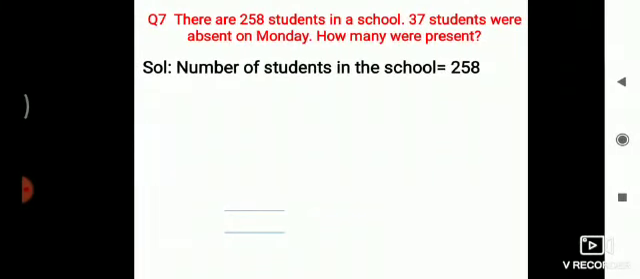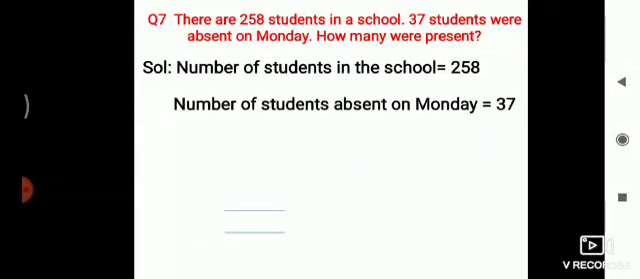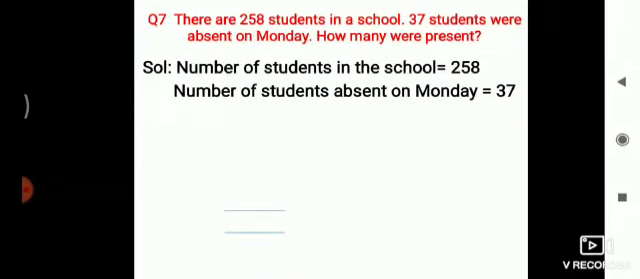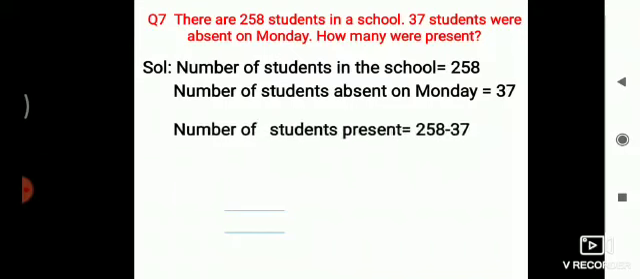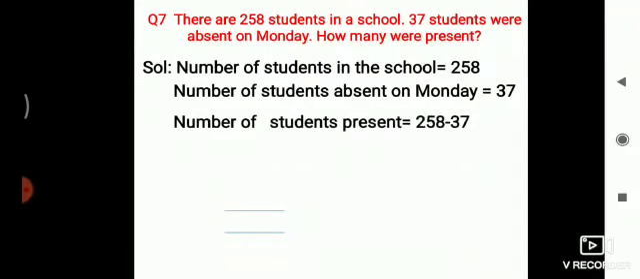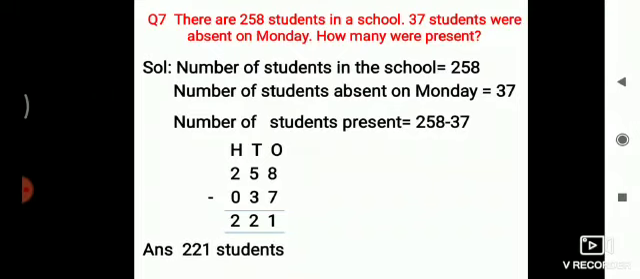Let's see the statements. Number of students in the school is equal to 258. Number of students absent on Monday is equal to 37. Number of students present is equal to 258 minus 37. Now we will subtract 37 from 258. 8 minus 7 is 1, 5 minus 3 is 2 and 2 minus 0 is 2. So the answer is 221 students.